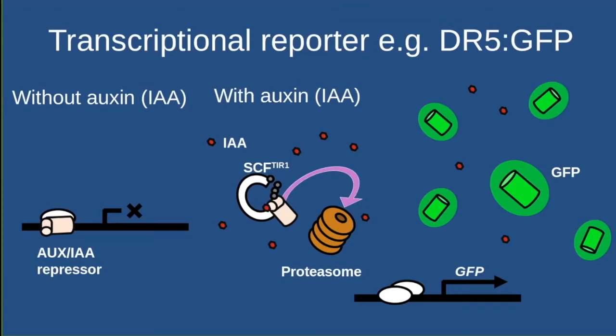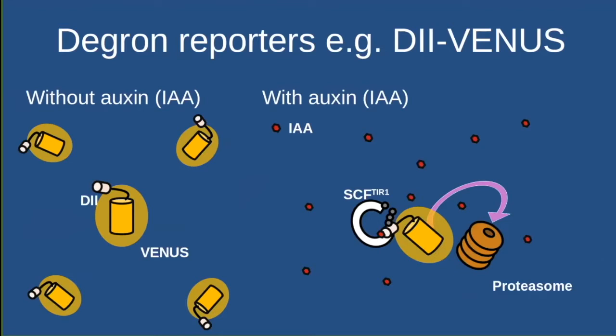But they are quite slow, which is why people then in subsequent years developed things like degron sensors, where you have a fluorescent protein that's broken down in the presence of your analyte. So here it's the second domain of that AUX/IAA repressor from the previous slide, attached to a yellow fluorescent protein called Venus. In the presence of auxin, this is then tagged for degradation by the receptor complex, and it's degraded in the proteasome, so you get a drop in fluorescence, indicating the presence of the hormone.